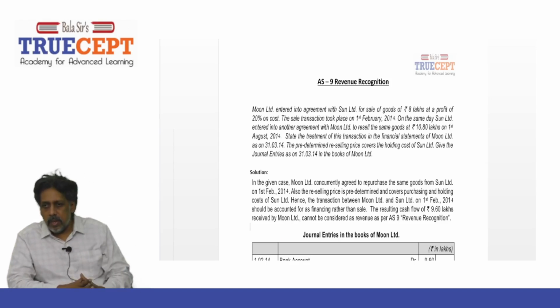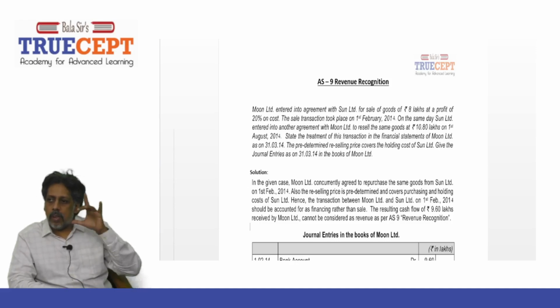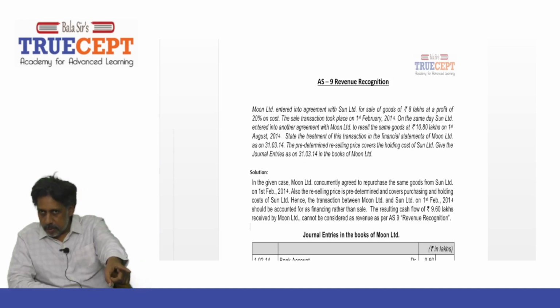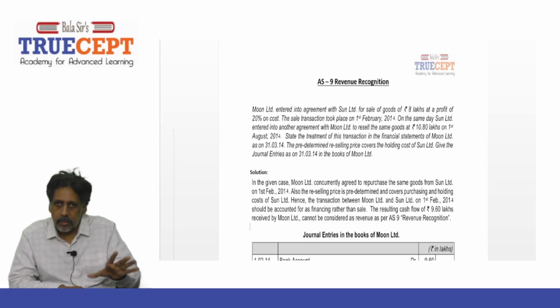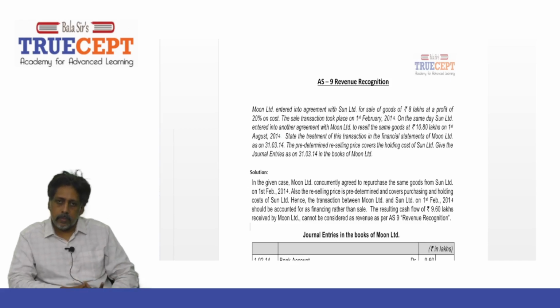That means you are selling goods costing rupees 8 lakh. You are Moon Limited, and to me, I am Sun Limited, for rupees 9,60,000 on 1st Feb 2014. The sale transaction took place on 1st Feb 2014. On the same day, Sun Limited entered into another agreement with Moon Limited to resell the same goods at 10.8 lakh on 1st August 2014.